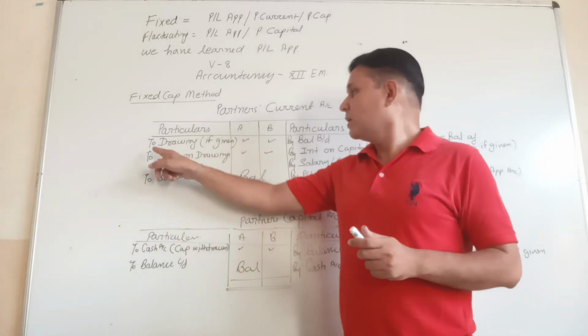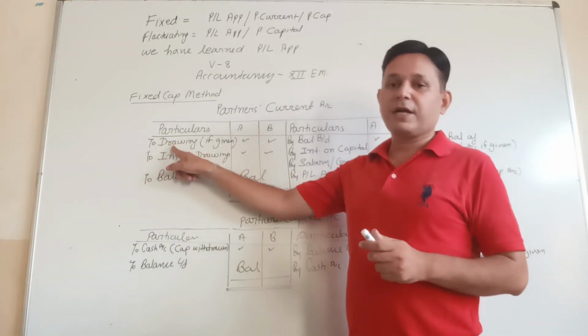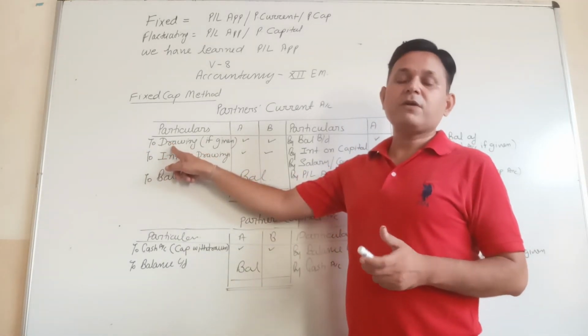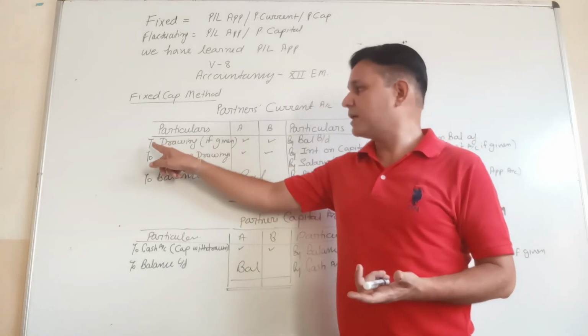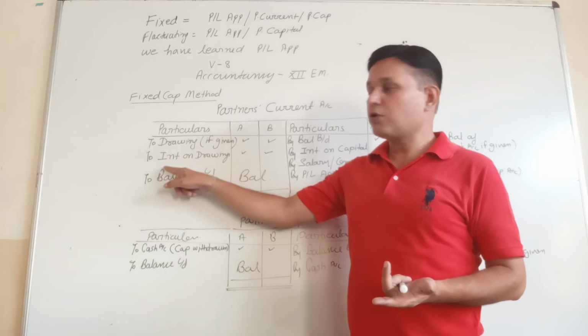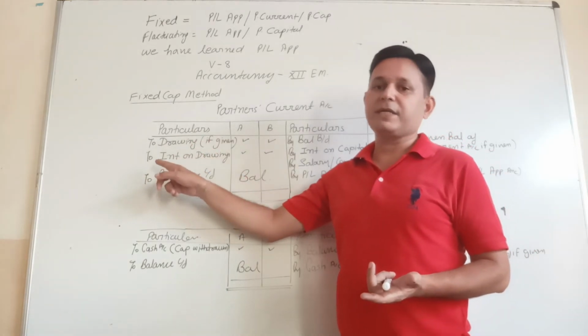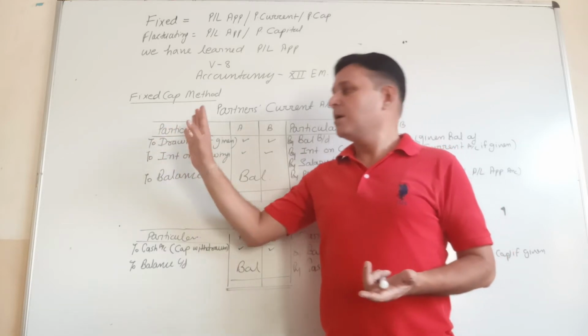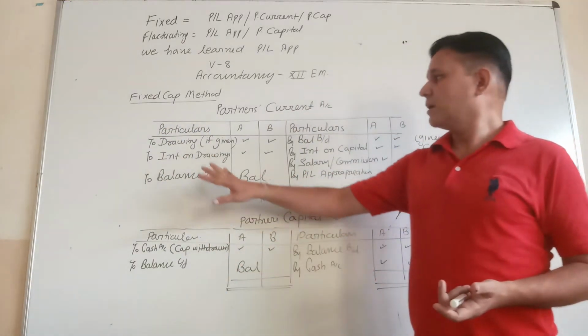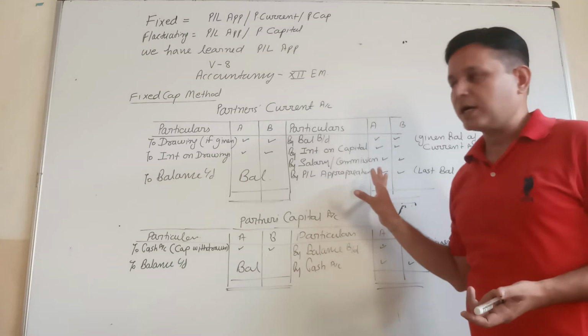What are those items? Drawing. It means if any partner withdraws some money during the year, it is called drawing. If drawing is given, then write it in the debit side. If interest on drawing is given, then also write it in the debit side. Except these two things, nothing is recorded in the partner's current account. Now this is the complete format of the partner's current account.